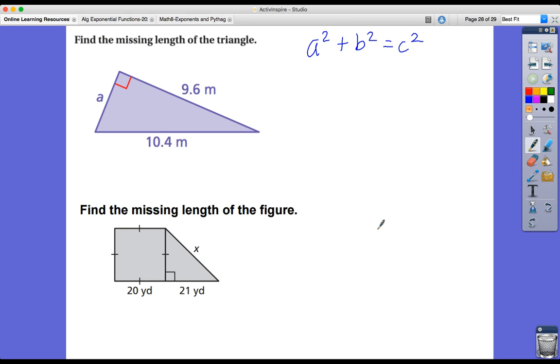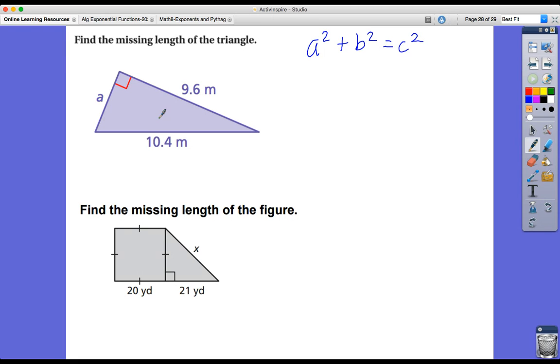Today we're going to look at finding the missing side length of a right triangle that is not the hypotenuse. When we found the hypotenuse, it was easy to just say the two sides that I know are A and B, square them, add them together, take the square root. But now we're going to have to stop and think, which one of the sides am I missing? Where does it go in the formula? And then do a little bit different solving.